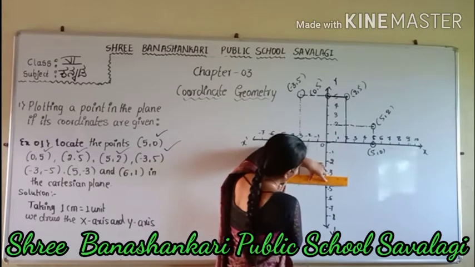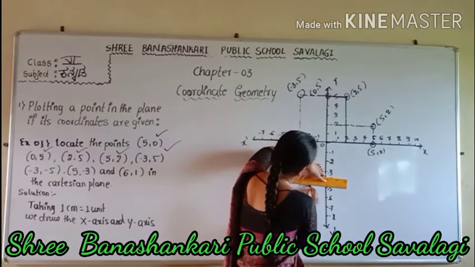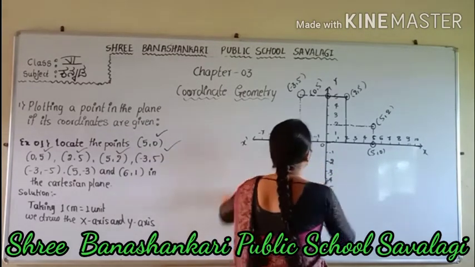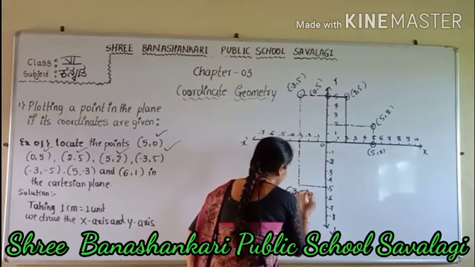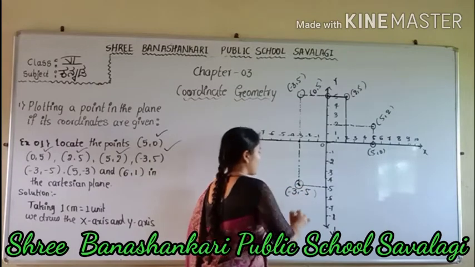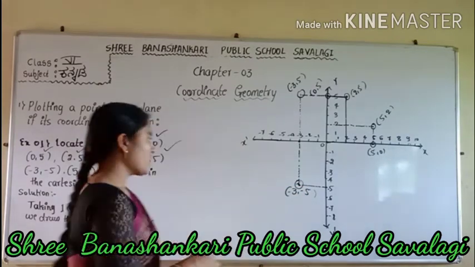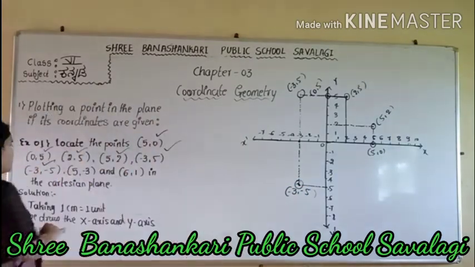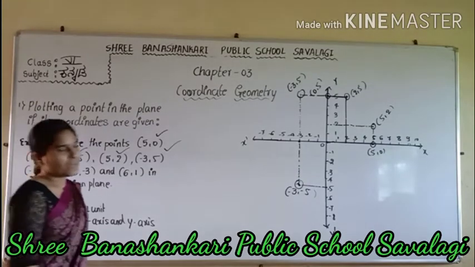And we will get the location of the point, the coordinates of the numbers minus 3 and minus 5. This point is a location of the given coordinates. And next we go for another point, that is 5 and minus 3.